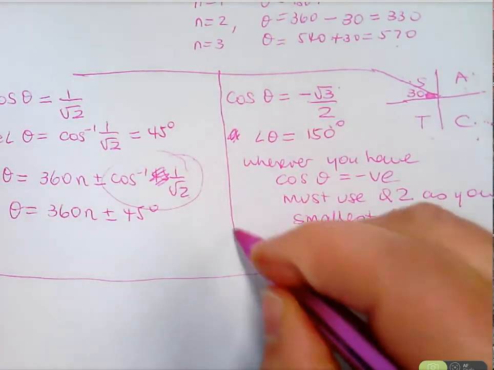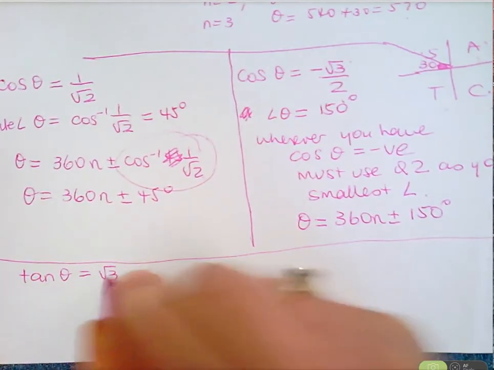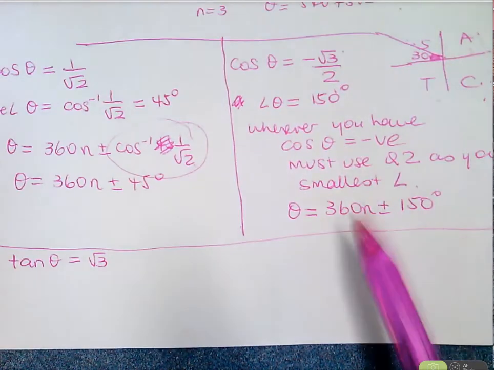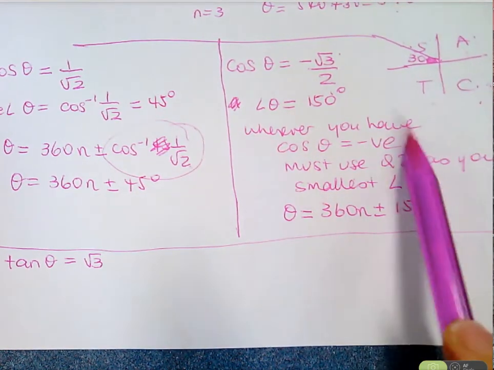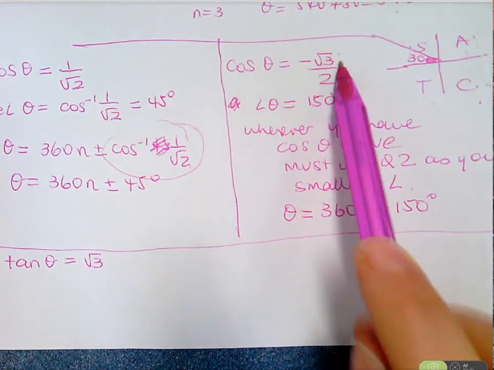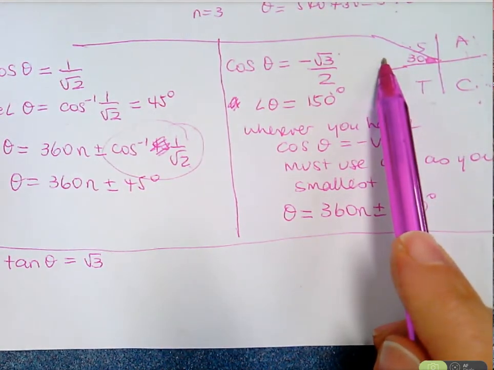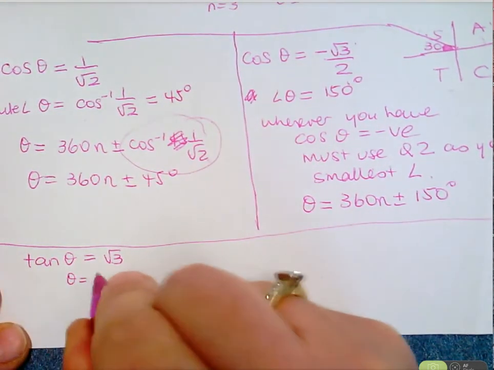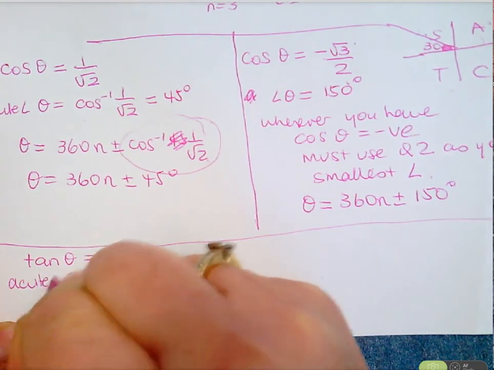Tan is the same as sine, quadrants 1 and 4. So tan theta, let's say, is root 3, general solution. We're just doing the basic types first. The main thing here, which is always tricky, is that if you do your all stations to central, you'll see that cos can't be in quadrant 4 here. Next best, smallest angle is quadrant 2, where cos is negative. Tan theta is root 3. Theta is tan to the minus 1 of root 3. This is your acute angle.